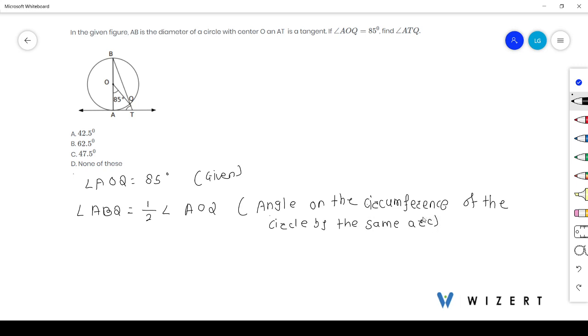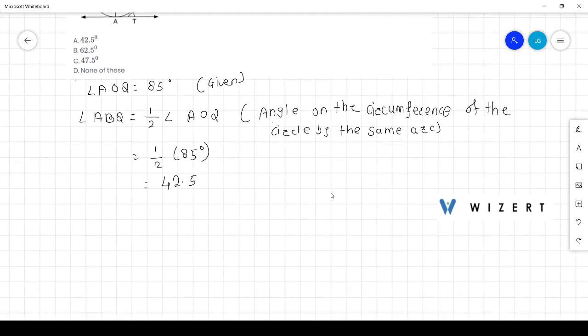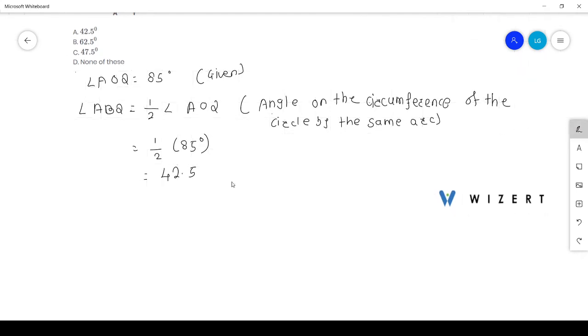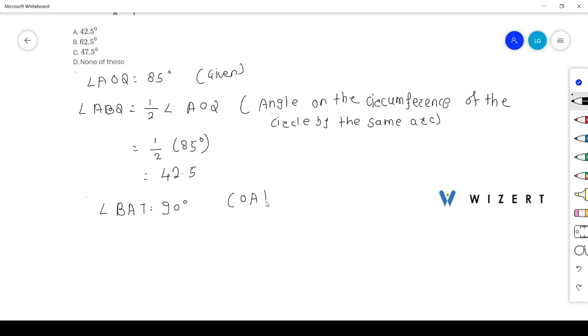So here ABQ equals 1/2 AOQ, which is 85 degrees. So it is 42.5. Now, as OA is perpendicular to AT, angle BAT is 90 degrees because OA is perpendicular to AT.